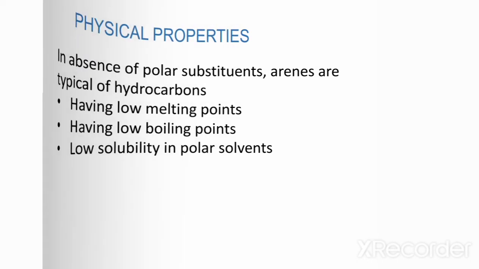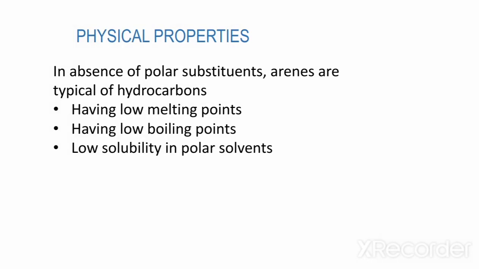The next topic is the physical properties of aromatic hydrocarbons. Firstly, in the absence of polar substituents, arenes are typical hydrocarbons. If the benzene ring does not contain a polar substituent, then these are the properties of aromatic hydrocarbons: they have low melting and boiling points, and their solubility is low in polar solvents such as water.